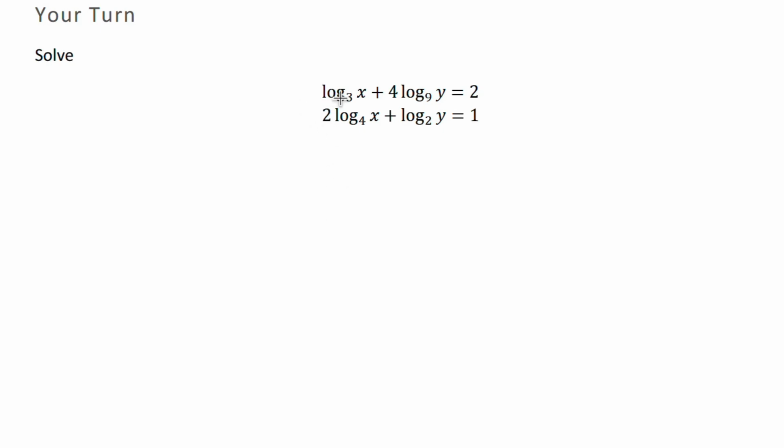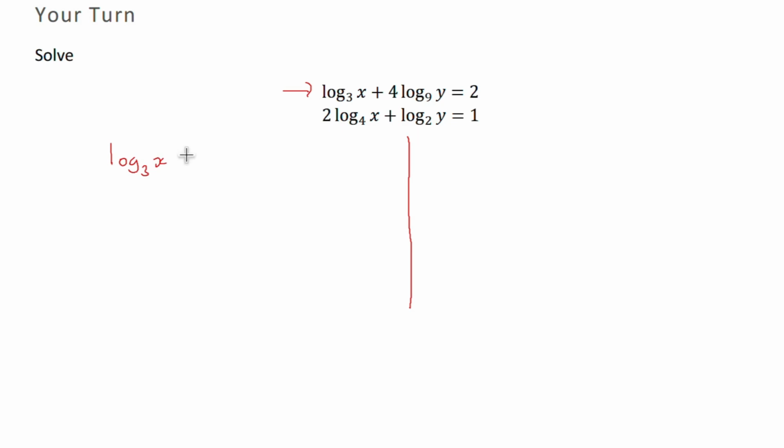Here we have two equations in x and y with logarithms. Now, two equations, two variables, suggests that we're going to need to look at simultaneous equations. So I'm going to take these one at a time. This one I'm going to do on the left-hand side, and then I'll do this one on the right-hand side in a minute. So let's look at this equation.